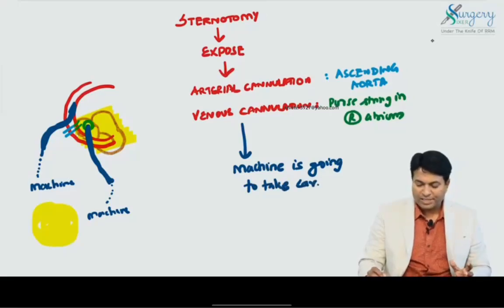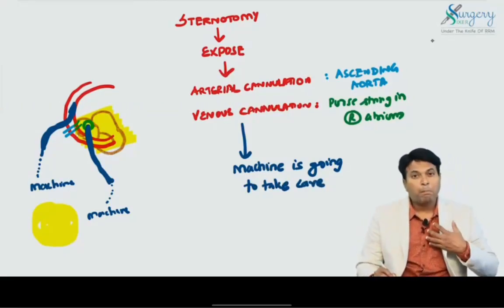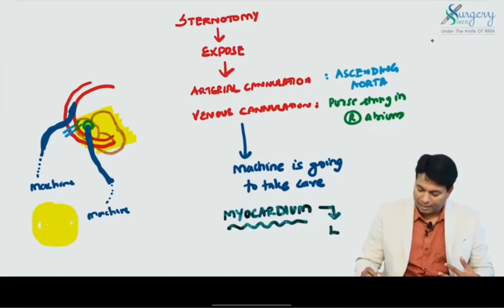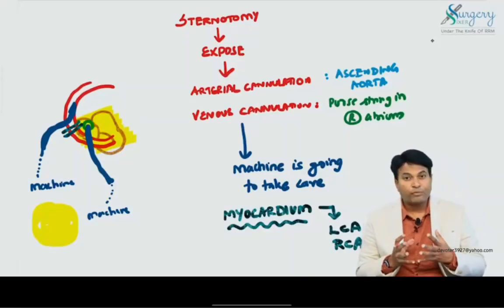The machine is going to take care of your entire circulation, like brain circulation and GI circulation. Except one area which will not be taken care of by the machine: the myocardium. The myocardium receives its blood supply from the left coronary artery and right coronary artery. That is now blocked, as we are clamping here. The right and left coronary arteries are not receiving blood, therefore the myocardium will not receive blood.